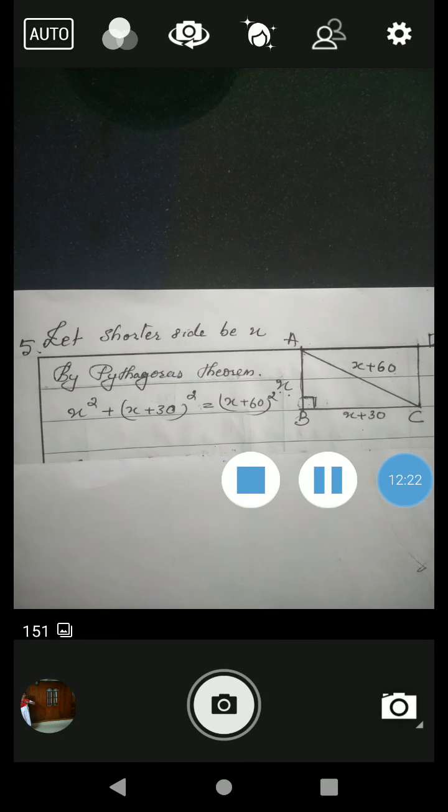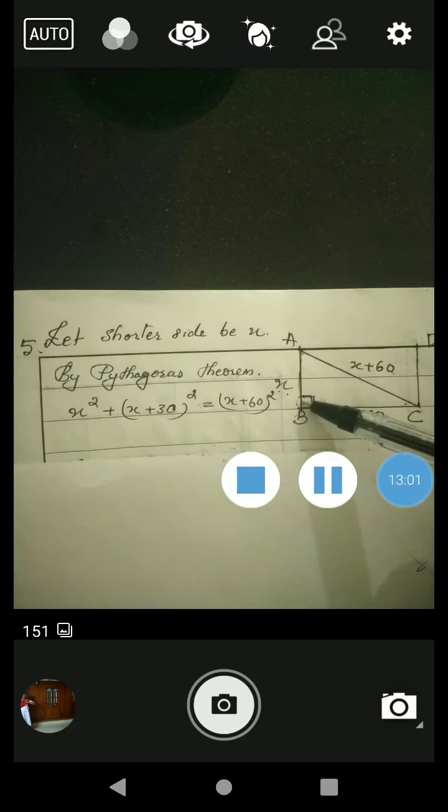The diagonal of a rectangle is 60 meter more than its shorter side, and the larger side is 30 meter more than the shorter side. Find the sides of the rectangle. We can draw a rectangle and its diagonal. Let the shorter side be x. It is given that the diagonal is 60 meter more than the shorter side. Therefore, the diagonal is x plus 60, and the longer side is 30 meter more than the shorter side. Therefore, the longer side is x plus 30.